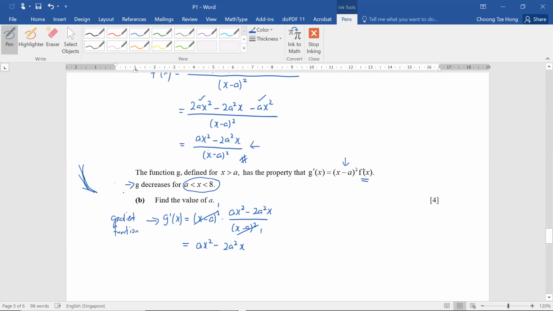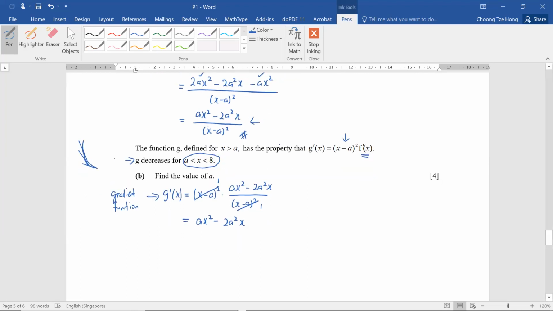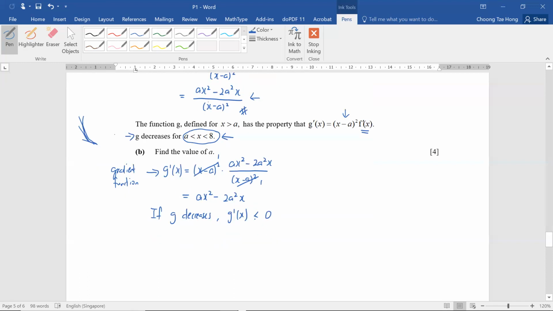So now basically what we need to do is set g prime x to be less than 0, and then try to solve the inequality and see whether we can get something close to this or not. If g decreases, then g prime x will be less than 0. So the g prime x expression we got earlier on will be less than 0.